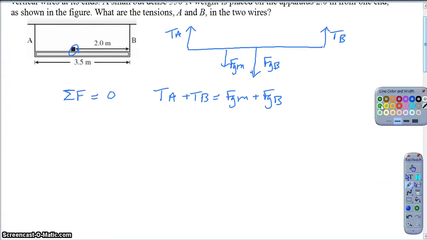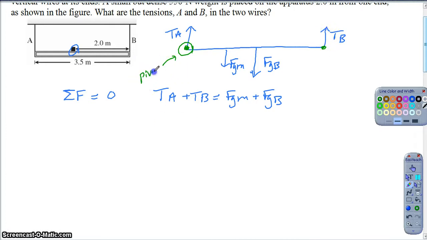So the key with torque is choosing a pivot point that helps us to eliminate one of our unknown forces. And what I mean by that is if I choose either the far left or the far right to be the pivot point, then, for instance, if I choose the far left, then with regards to torque, the tension caused by this wire A would not produce any torque because the radius would essentially be 0, right? So there would only be 3 forces that would produce a torque. These two forces of gravity and tension B. And so let's go ahead and do that.